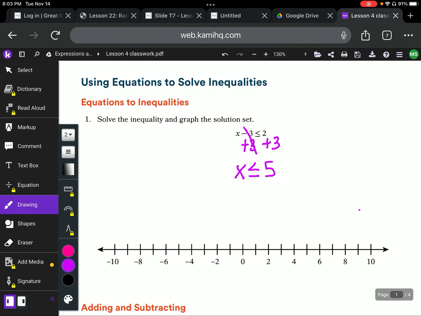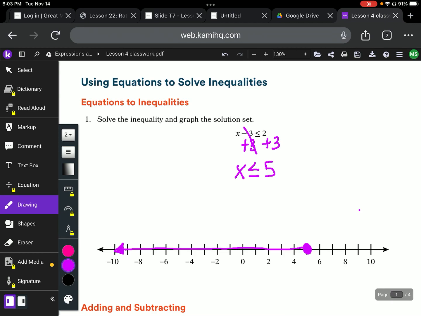And then I can go ahead and graph that. I'm graphing all numbers that are less than or equal to 5. Because I have the less than or equal to symbol, I am going to fill this in, that's a closed circle because 5 is a solution. And I'm going to shade down. It will include all of these numbers.